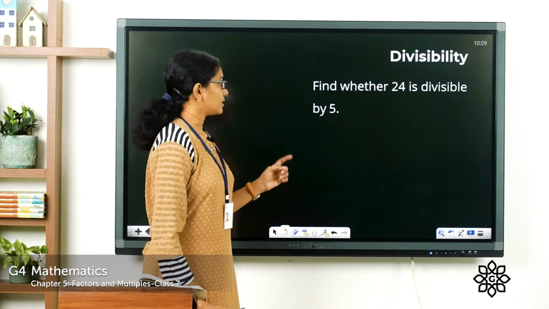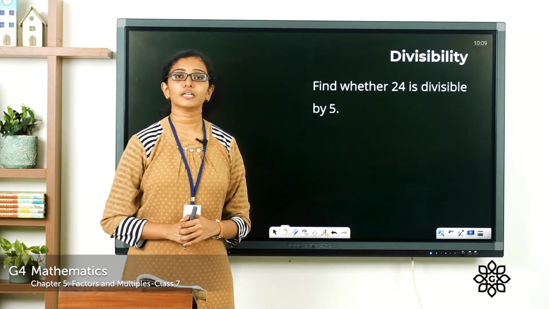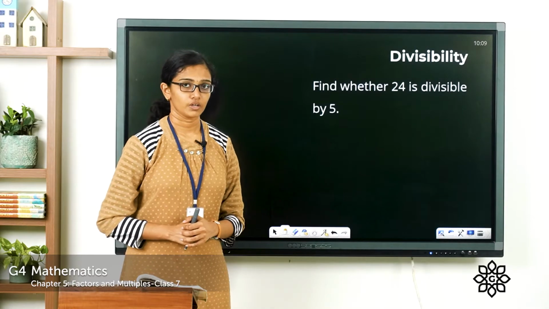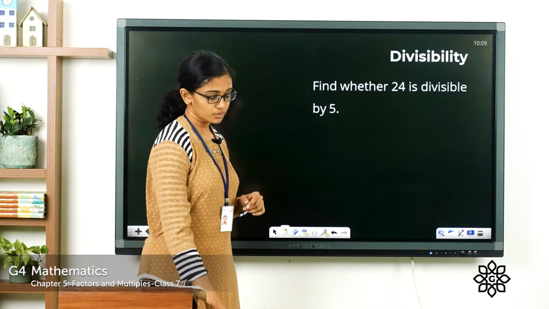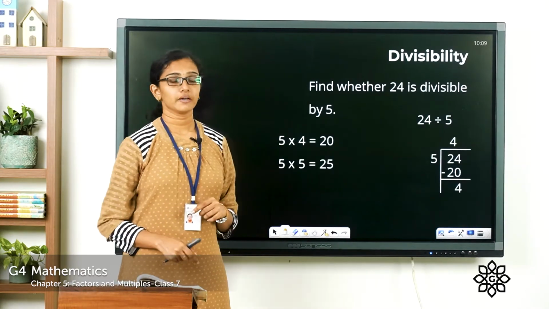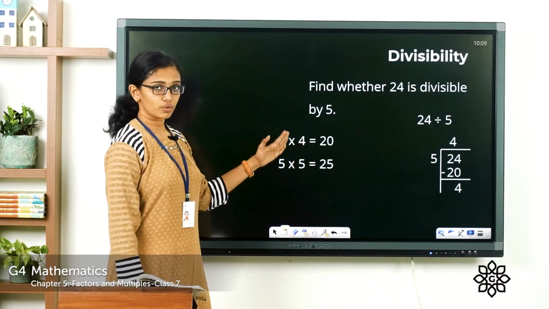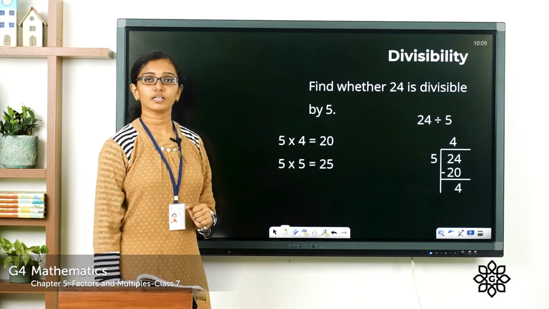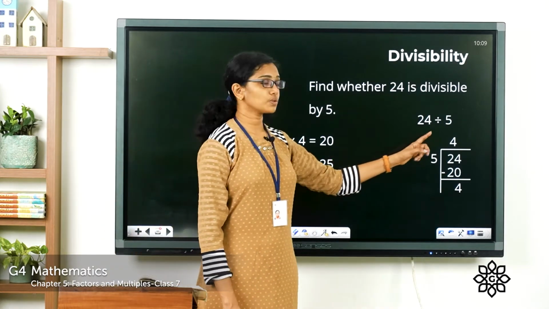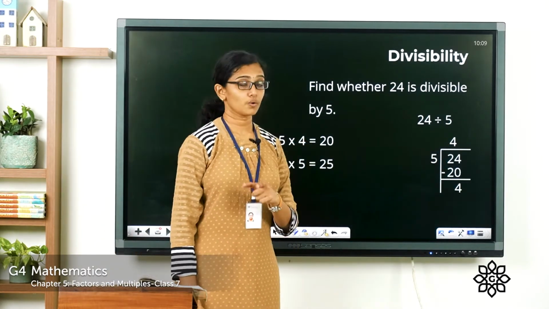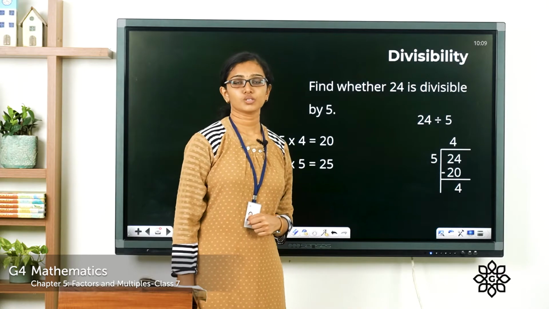Look at this example now. Find whether 24 is divisible by 5. So, how would you do that? 24 divided by 5. How many 5's will go in 24? You know, 5 4's are 20, 5 5's are 25. So, how many 5's will go in 24? Only 4 5's will go in 24, right?